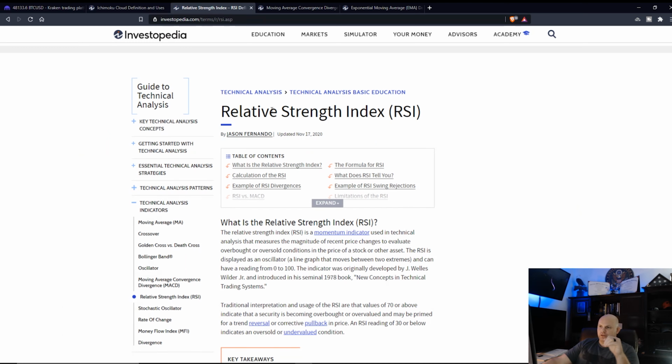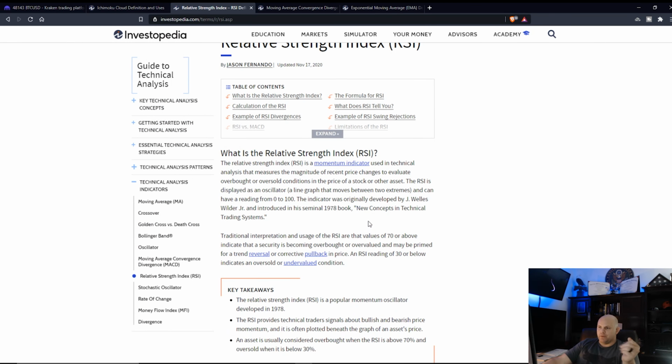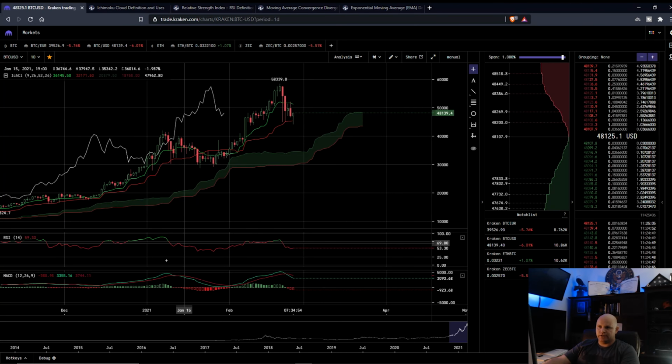So the relative strength index, it's basically a momentum indicator used in technical analysis that measures the magnitude of recent price changes to evaluate overbought and oversold conditions in the price of a stock or other asset. The RSI is displayed as an oscillator, which is down here. These are oscillators.